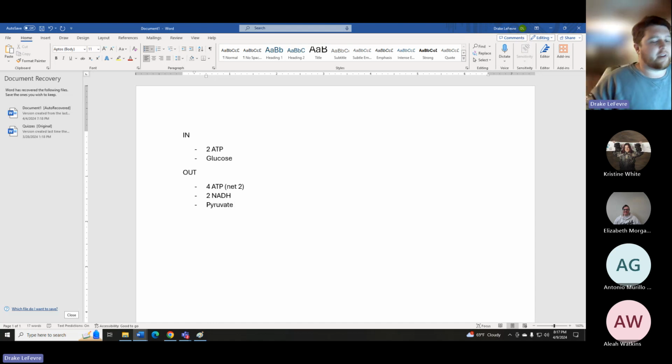So let's say we're running really hard, and we don't have a whole lot of oxygen available in our muscles. If we don't have oxygen available, what happens to that pyruvate? It turns into lactate. Yeah, if we don't have oxygen, we get lactate.